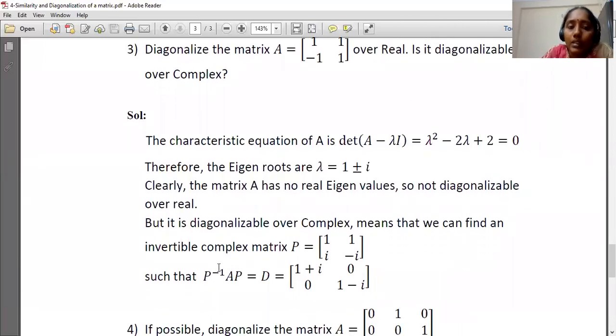Here, the eigenvector for 1 plus i is 1, i. The eigenvector corresponding to 1 minus i is 1, minus i. Those two are linearly independent. Therefore, we can say that the matrix A is diagonalizable over complex.